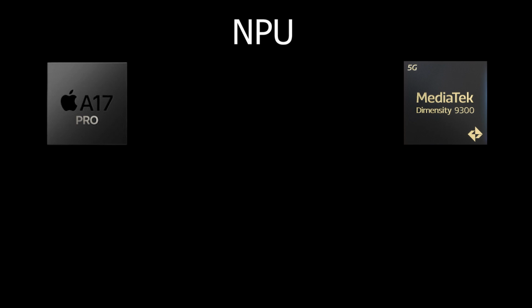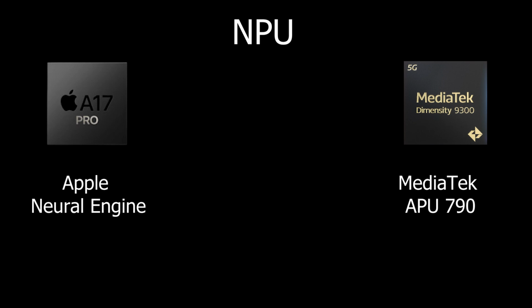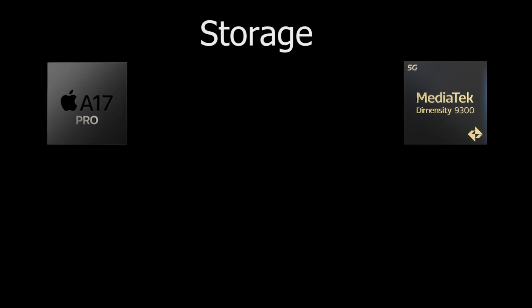Well, talking about the NPU, neural processing unit, over here MediaTek has come with the APU 790, while Apple has their own Neural Engine which has been updated generation by generation. Talking about the storage type, you will get UFS 4.0 in the Dimensity, while Apple is coming with their NVMe, which is very excellent as compared to UFS 4.0.